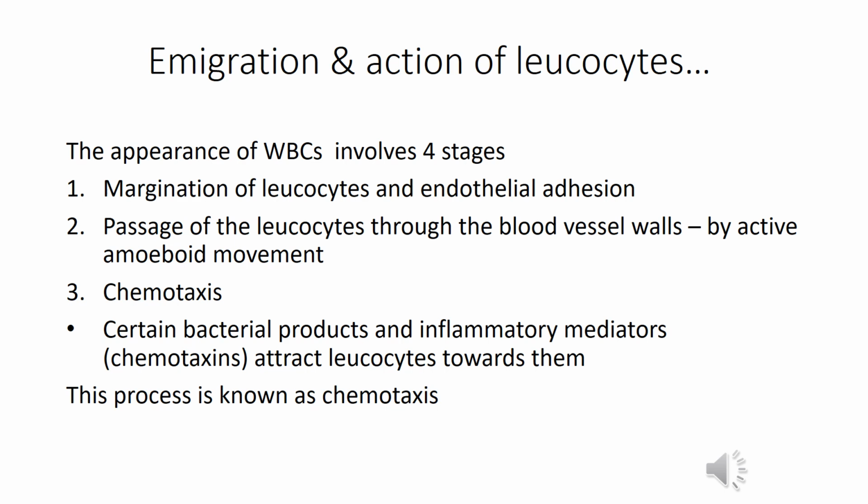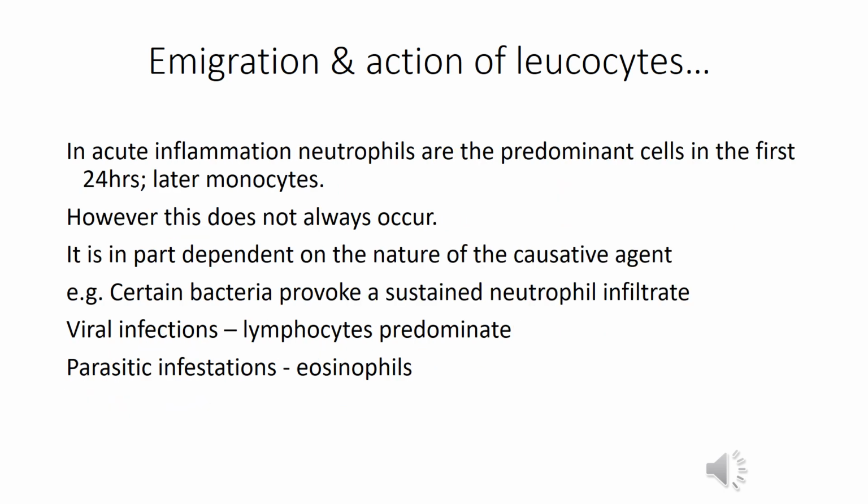Those chemicals that are mediators of inflammation, and some of them are actually produced by the disintegrating microorganisms themselves also. So they are then attracted to that site, and then once they are attracted, they have to be activated. They have to be activated so that they can act. Okay? So we said the first 24 hours expect neutrophils, later expect monocytes.